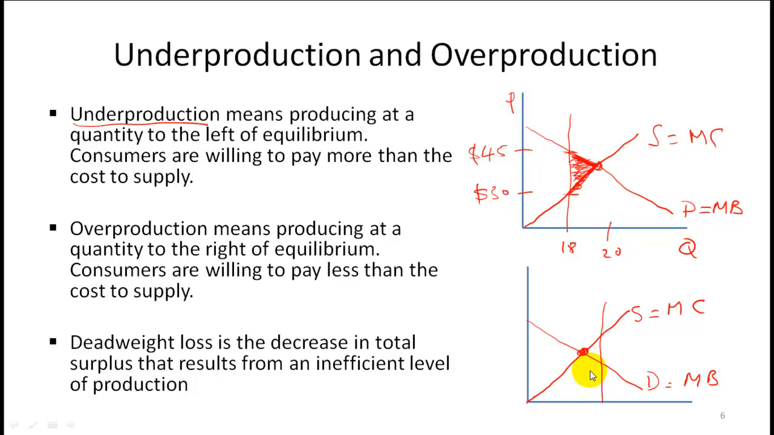So if you are overproducing, what's the issue here? The issue here is that the cost to society, which is represented by this dark region, is more than the benefit to society. So if the cost of producing something is more than the benefit, clearly that's inefficient. And the measure of inefficiency again is deadweight loss, which is represented by this region that I have shaded. So this again is deadweight loss. The more the deadweight loss, the more inefficient your situation.